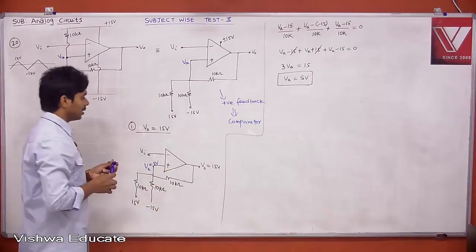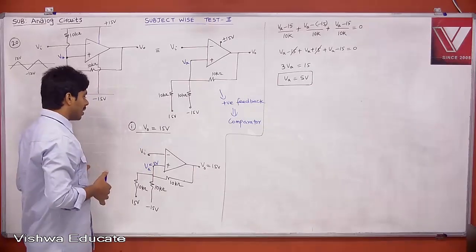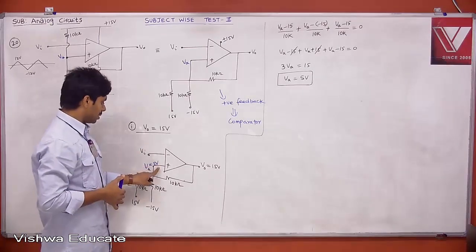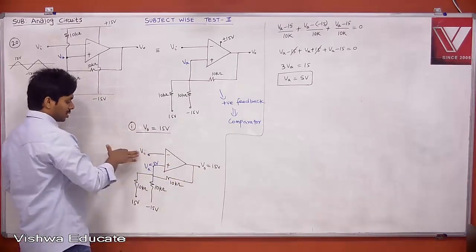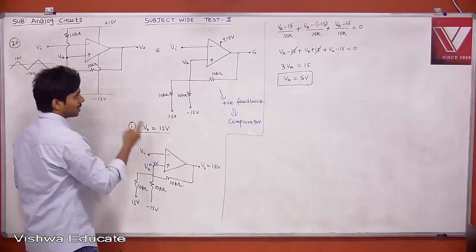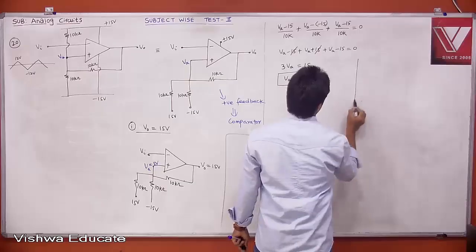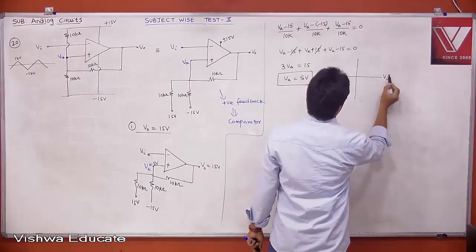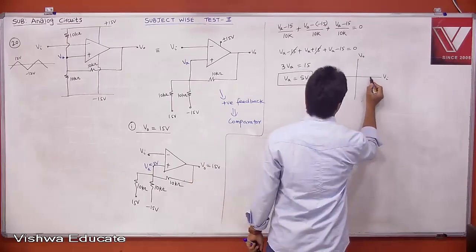Therefore, what does it mean? If your VI is less than 5 volt, then this is 5, this is less than 5, your output is 15. Fine. When you are changing your VI from minus infinity to plus infinity, let me draw the transfer curve. This is your VI and this is your V0. What is the break point? The break point is 5 volt.